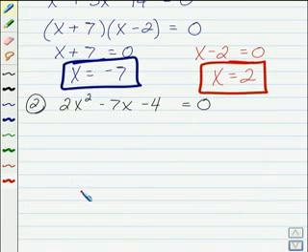Now I want you to do that in this last example. I'll let you know the first step is already done. It's set equal to 0 already. So you can go ahead then and factor it and set each factor equal to 0. Take a minute to work through that. Then when you're ready to check back in, just click continue.